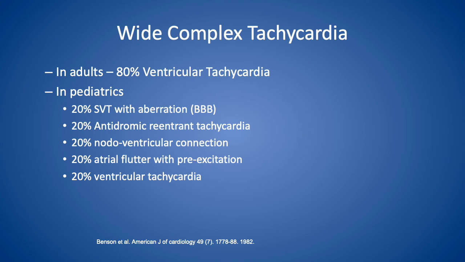There's antidromic reentrant tachycardia, which is the opposite of ORT, so it's going in the opposite direction. There can be nodoventricular connections, so these are accessory connections between the AV nodal tissue, His, or the bundle branch to the ventricles. You can have a flutter with pre-excitation, so this would be an atrial flutter that's going through an accessory pathway that can go bidirectionally. And then about 20% of them are truly coming from a ventricular source and causing ventricular tachycardia.